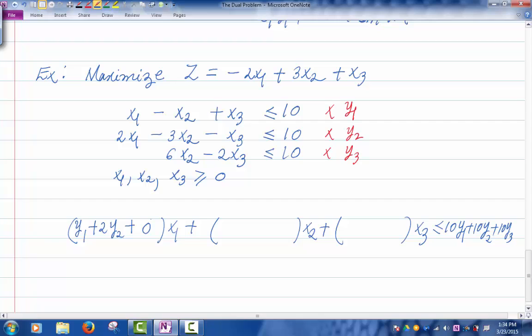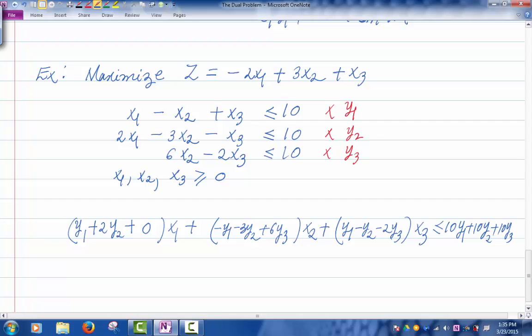Can I do the same thing for the other two? Can someone tell me what's the coefficient of x2? The coefficient would be minus y1, then minus 3y2, right? And plus 6y3. Is everybody okay? What's the coefficient of x3? Someone else, please? It's y1 minus y2 minus 2y3.